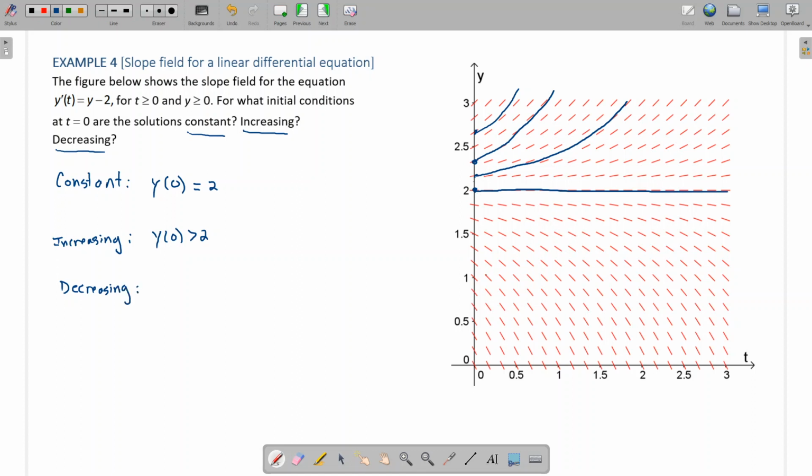All of the values below 2, down through here, you can see all of these have negative slopes. And if we just pick one and draw out the solution, all of these are going to be decreasing solutions. Even the ones up here are decreasing really slowly, but they're all decreasing. So we would just need y of 0 to be less than 2 for those cases. And that's all they're asking for on that one.